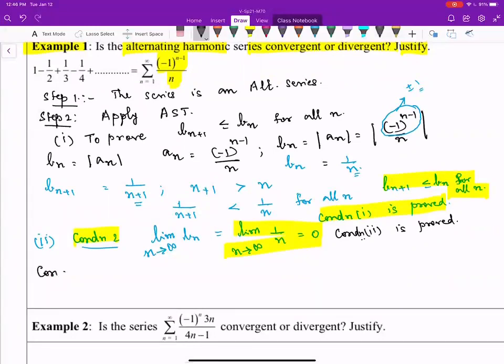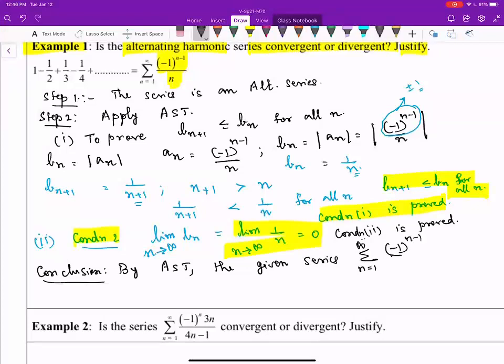So the last part is only the conclusion. We have proved both conditions for the alternating series test. So by the alternating series test, the given alternating series is convergent.